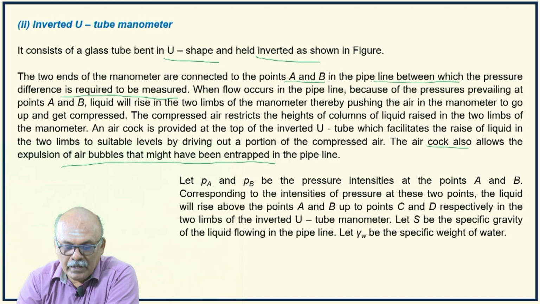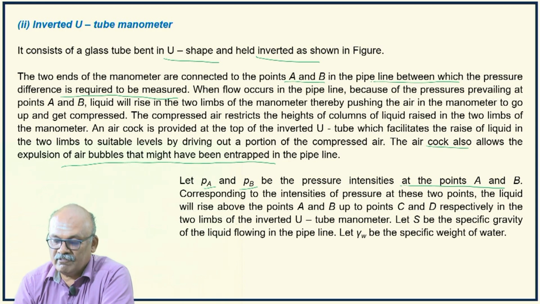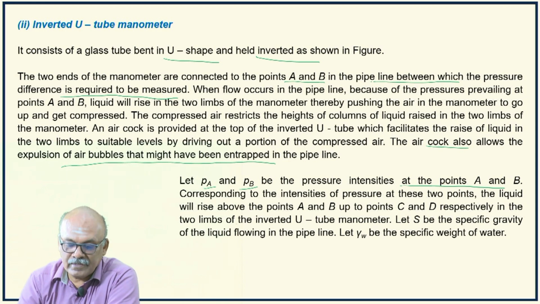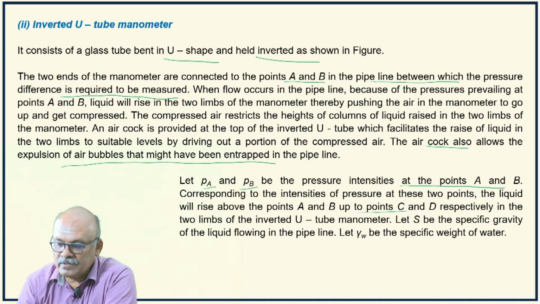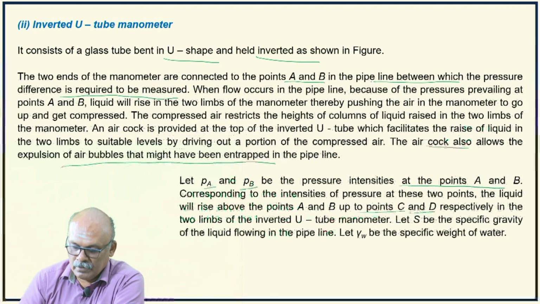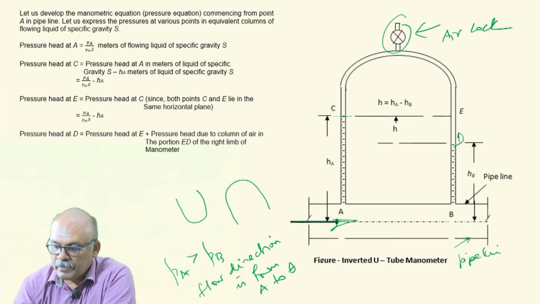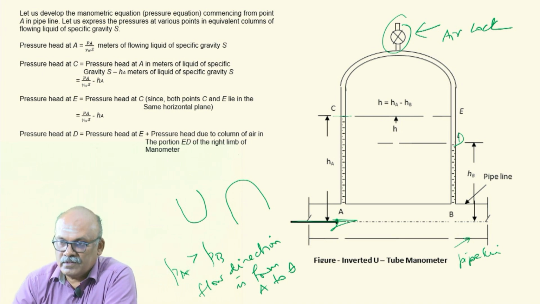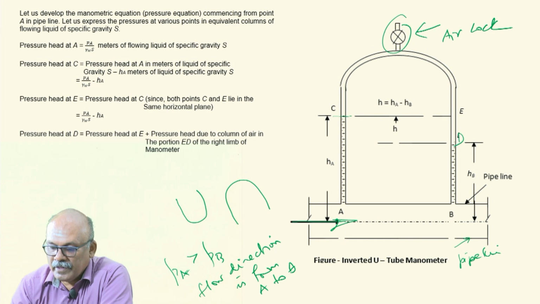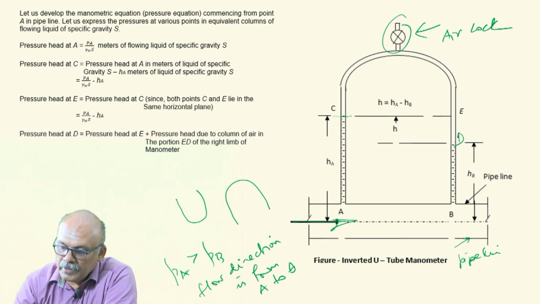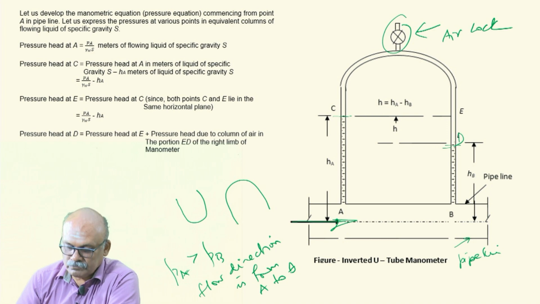So let PA and PB be the pressure intensities at the points A and B. Corresponding to the intensities of pressure at these two points, the liquid will rise above the points A and B up to points C and D. So the pressure at A is transmitted by way of rise of liquid in the left limb up to point C. Similarly, the pressure at B is transmitted by way of rise of liquid at B up to D. So D is the surface of liquid.